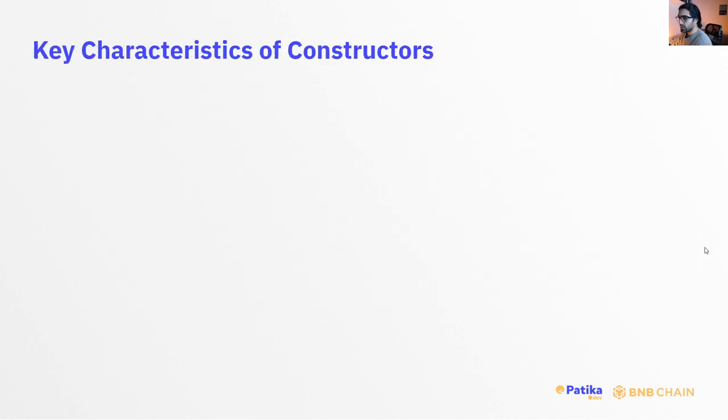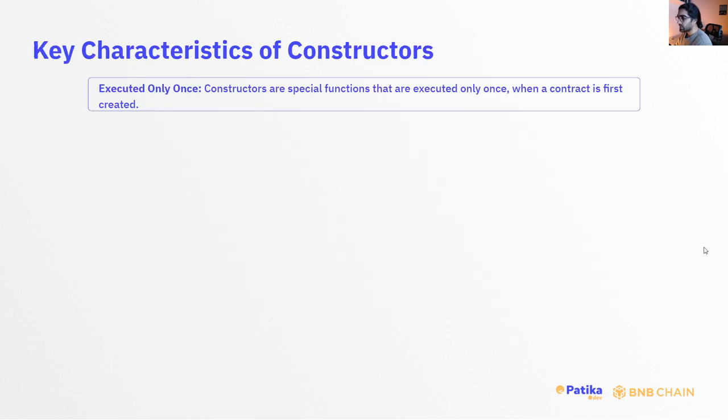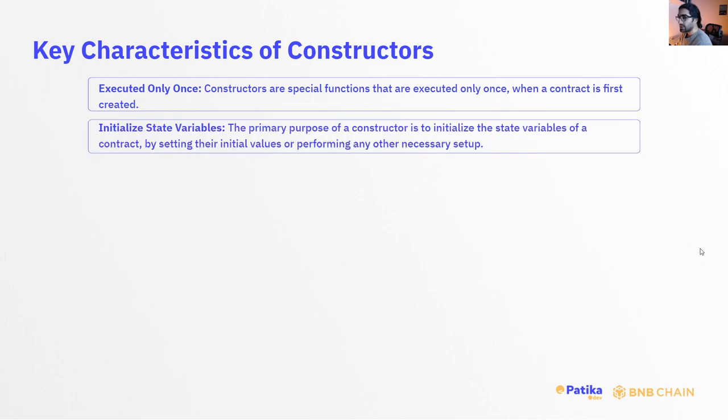So what are the key characteristics? It's executed only once. Constructors are special functions that are executed only once when a contract is first created. So that's important. It's initializing state variables, which is another important point. The primary purpose of a constructor is to initialize the state variables of a contract by setting their initial values or performing any other necessary setup.